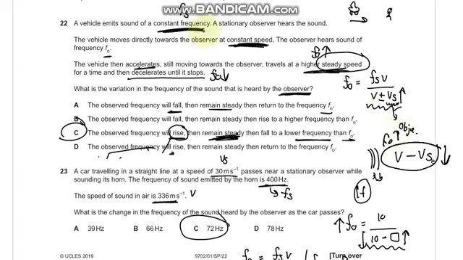So initially the F naught increased for the observer, and then the vehicle travels at a higher steady speed, then it moves with steady speed, and then it decelerates. So when it decelerates, the value of Vs would decrease, and as a result the denominator would increase. When the denominator increases, the observed frequency would decrease. So C is the appropriate answer.